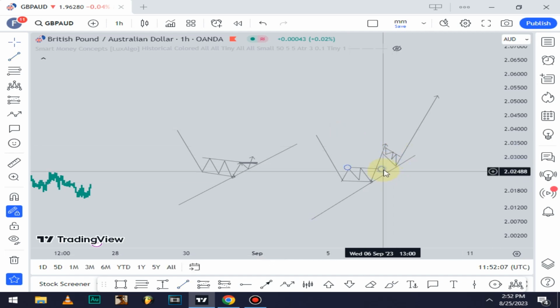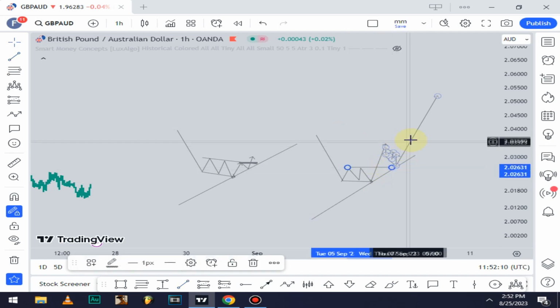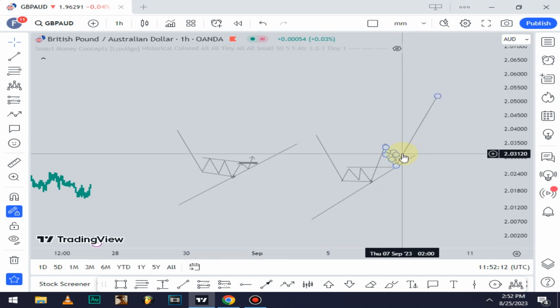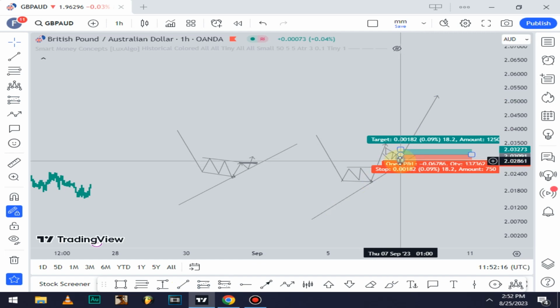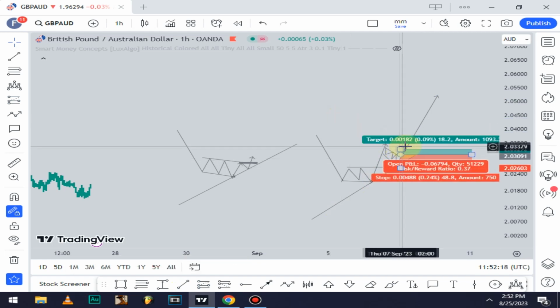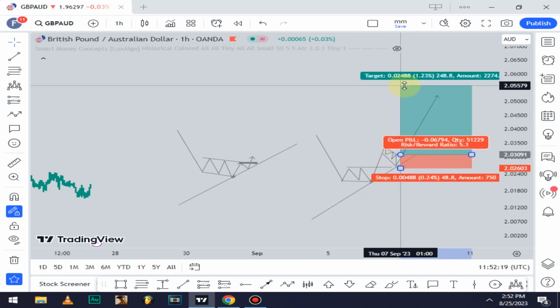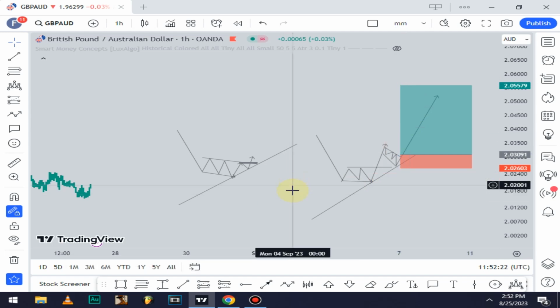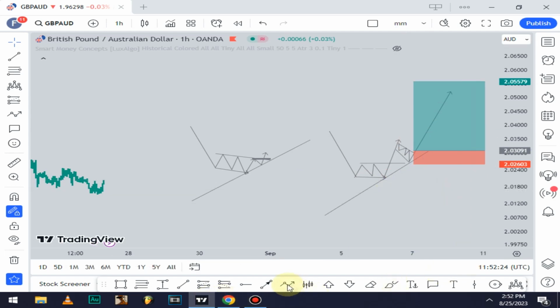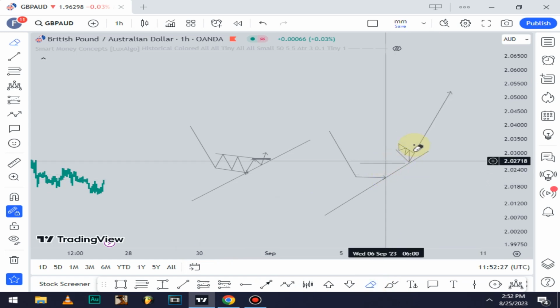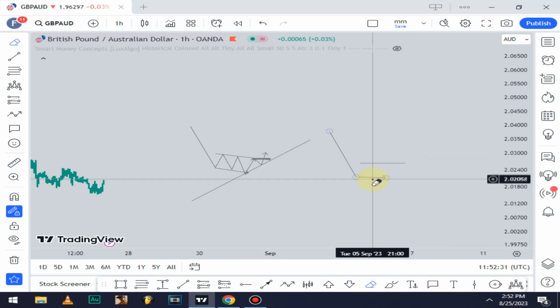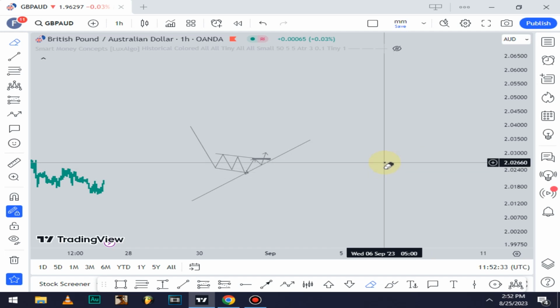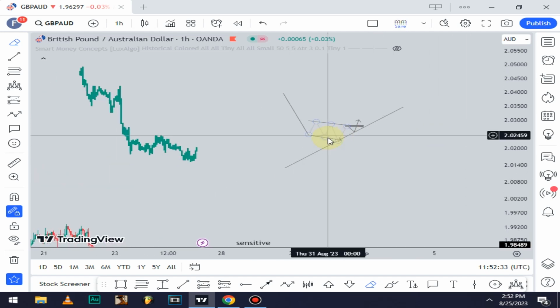This should have been the pullback zone like that. Then after price breaks out of that joint, that's when I take that buy entry, with the stop loss below that zone, and then right the way up. So that's what's up. Now let's go back to our chart. Let me just remove these drawings.